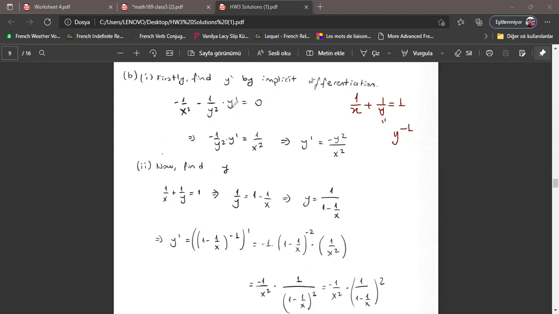Now we need to isolate that y prime because we want only that. With just some basic operations, we get y prime is equal to minus y squared over x squared.